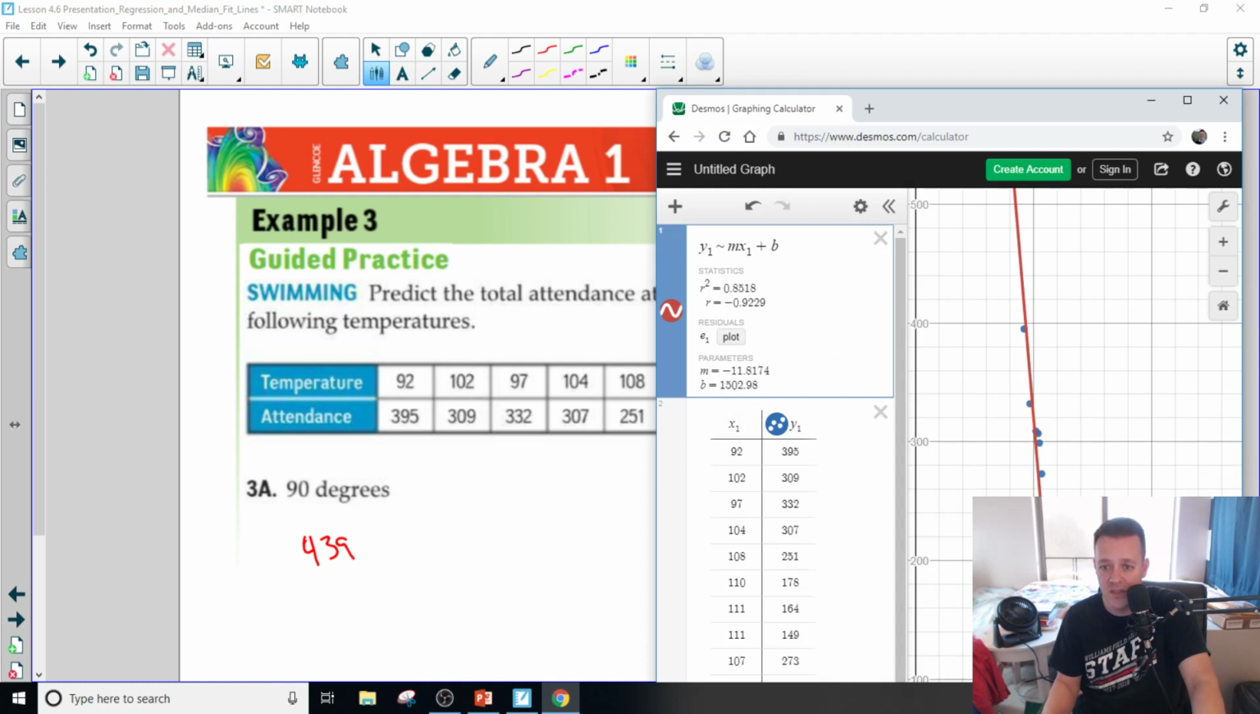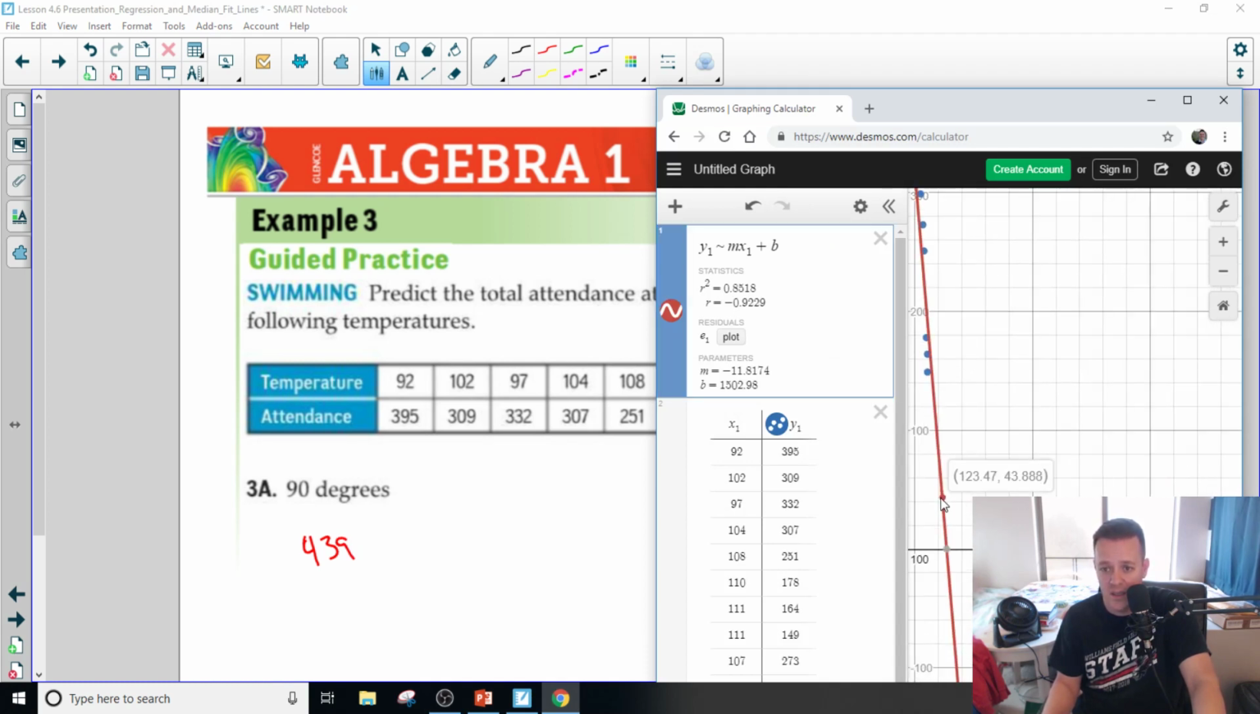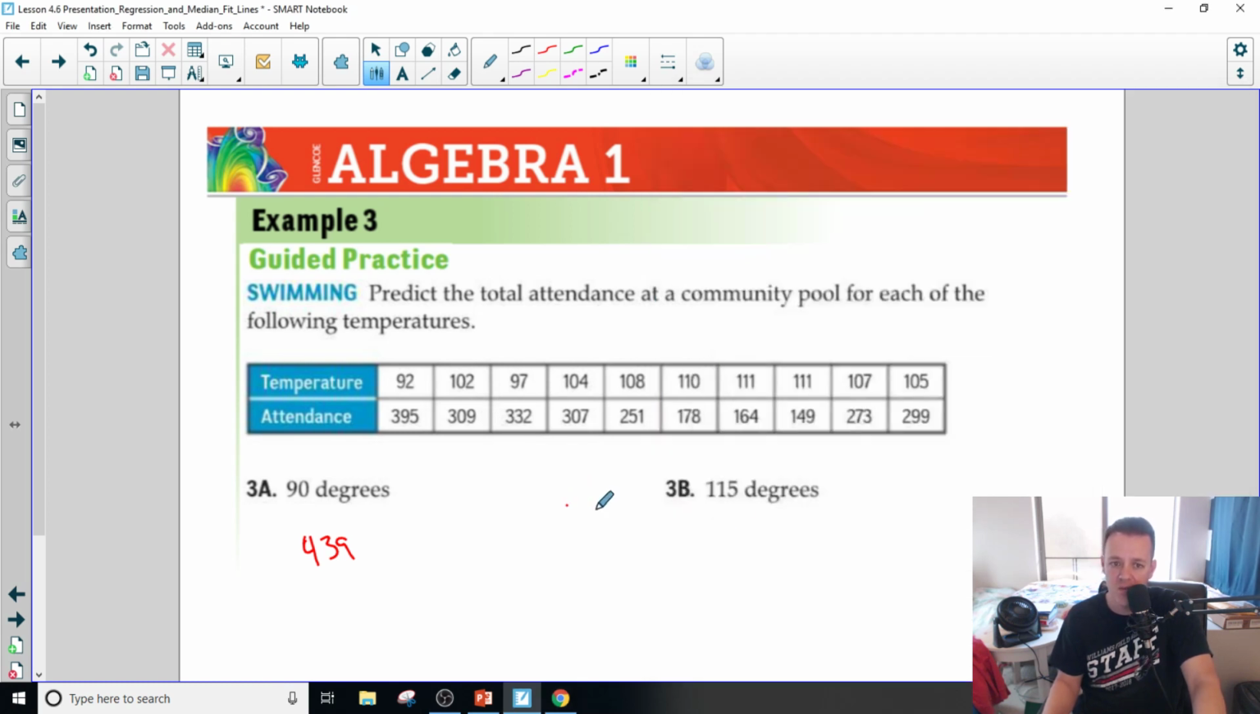So if it's 115 degrees out, ooh, that's hot. It's like Arizona weather. At 115 degrees, you expect to have around 144. So it's 143.98, but since it's rounded up, it'd be 144. So that's how many people are at the community pool for each of the following temperatures.